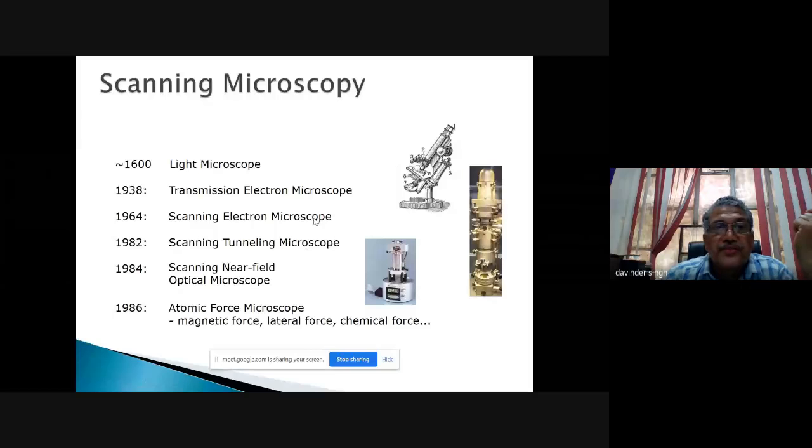So if you think about the timeline of microscopy: from 1600 we have the light microscope, then in 1938 the transmission electron microscope, and in 1964 the scanning electron microscope. In 1982 the scanning tunneling microscope, which is also an electron-based instrument but based on SPM, or the scanning near-field optical microscope, a further improvement in optical microscopy. And then atomic force microscopy, under which magnetic force, lateral force, or other chemical forces we can utilize based on fundamental physics, and then we can go for scanning microscopy.